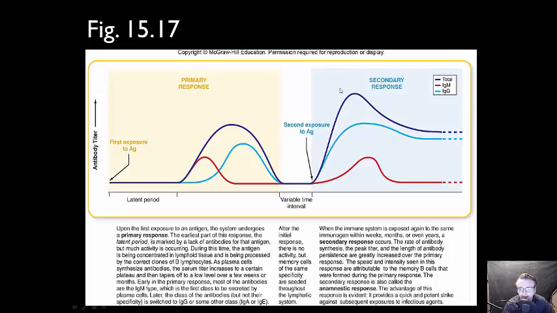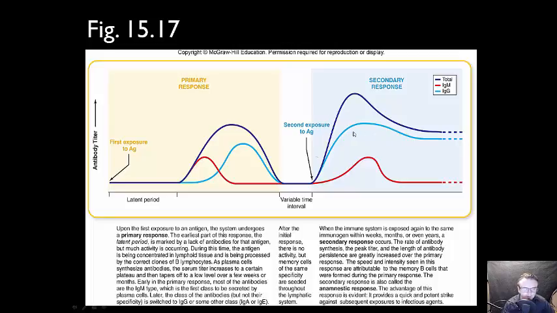Okay, now every time you're exposed thereafter, this theoretically keeps going up and up and up. So if we had additional room over here, we would see that a third exposure, you'd have even more antibody production, and it would last even longer. And this is kind of the idea behind booster shots.